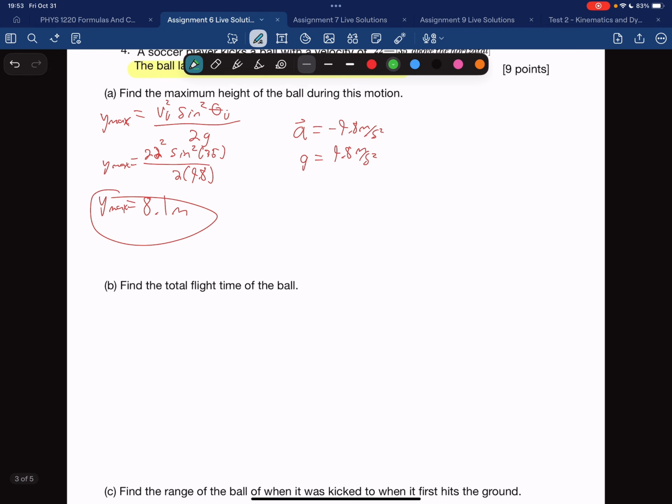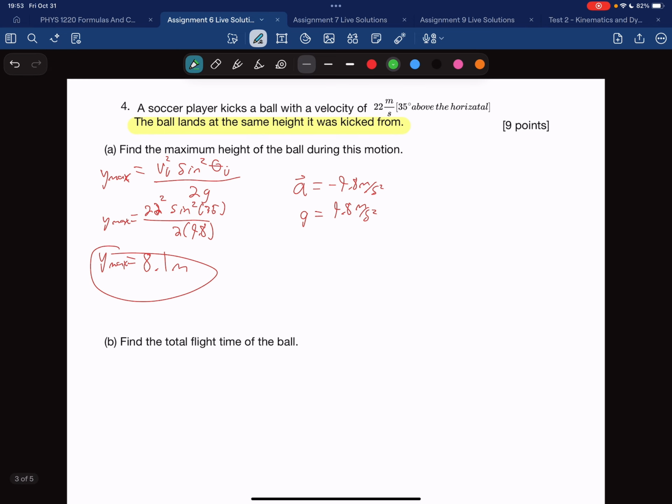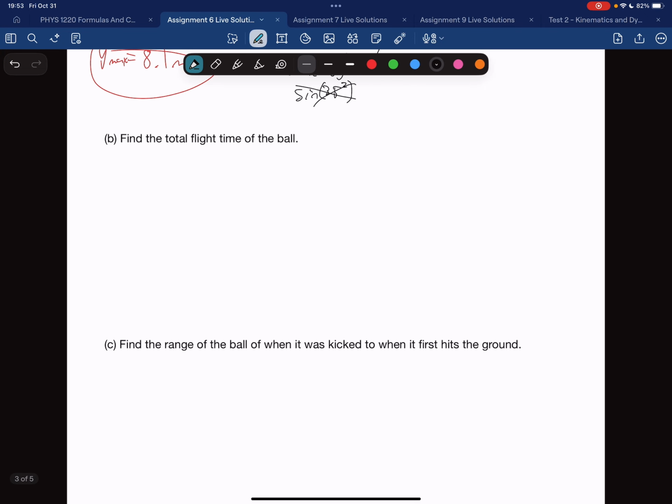All right, and when punching these numbers into the calculator, please be careful that when you punch numbers in, you do sine bracket angle, then the squared. If you just say sine 35 squared, it will assume the angle is squared. There's a big difference here. So use the brackets. Very easy mistake to make.